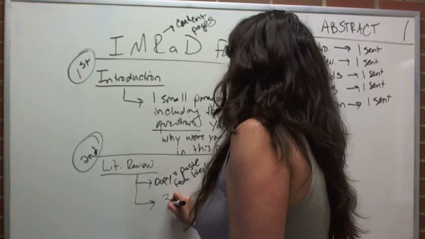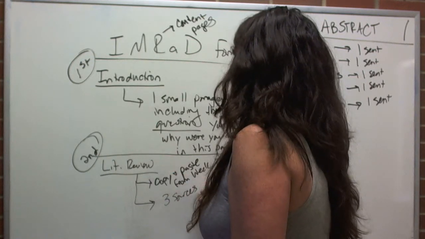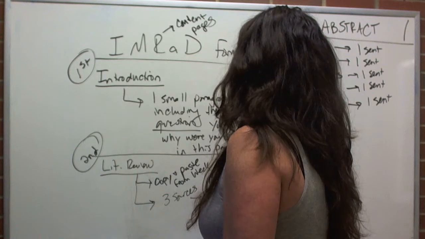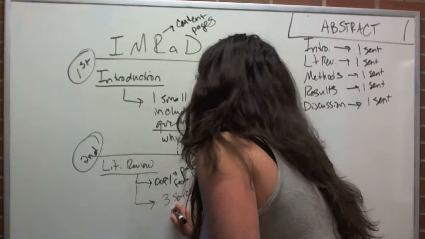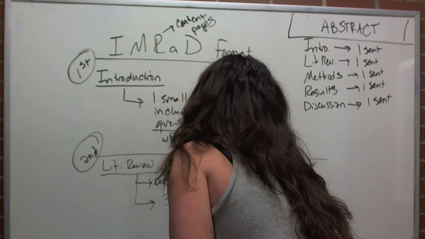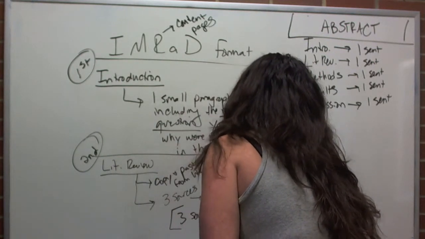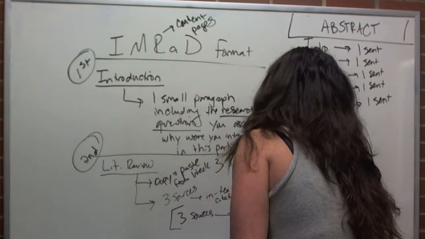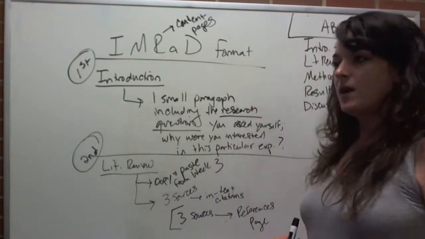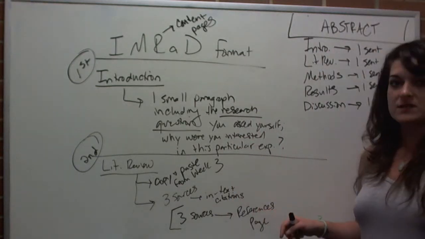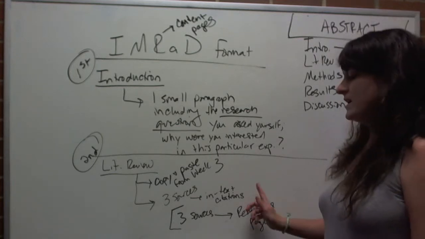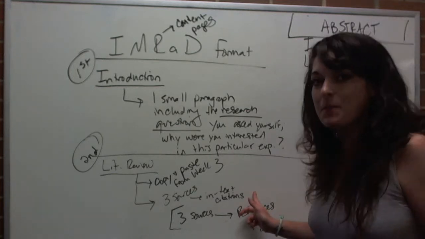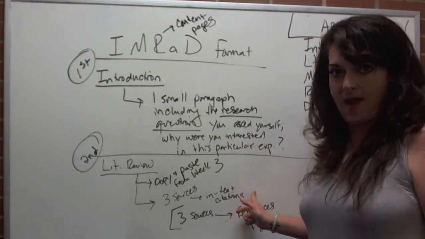You need 3 sources with in-text citations, meaning you are quoting from those sources, okay? And keep in mind that those 3 sources will be on your references page. So as overall APA format, you're going to have in-text citations for APA, all right?